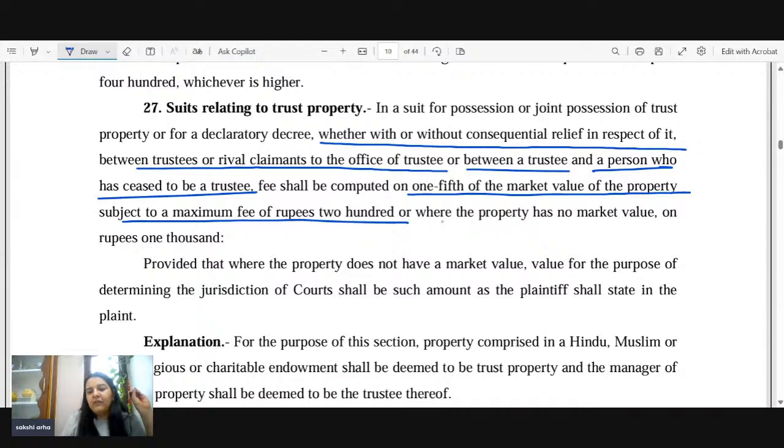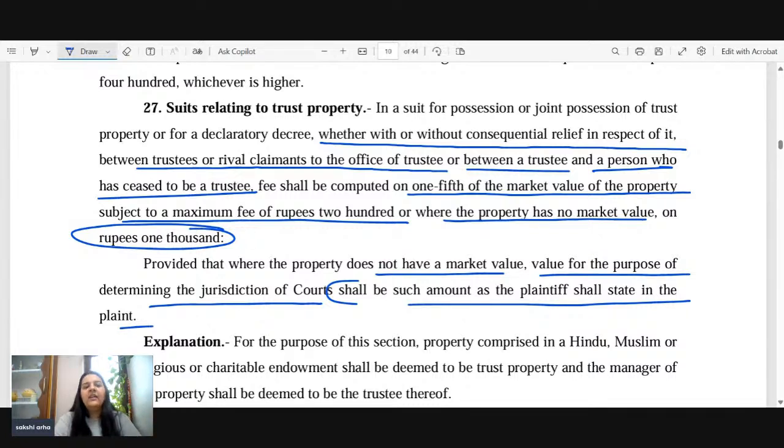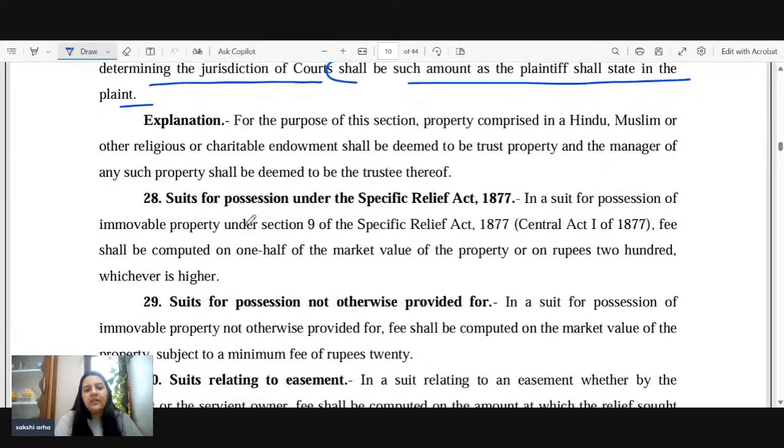not more than that. And where the property has no market value, ₹1000, provided that where property does not have a market value, the value for the purpose of determining the jurisdiction shall be such amount as the plaintiff shall state in the plaint. Now if the property has no market value, then how will the amount of plaint be decided? How will you decide the jurisdiction of the court? In that case, whatever relief you are claiming in the plaint, according to that, your jurisdiction will be decided.